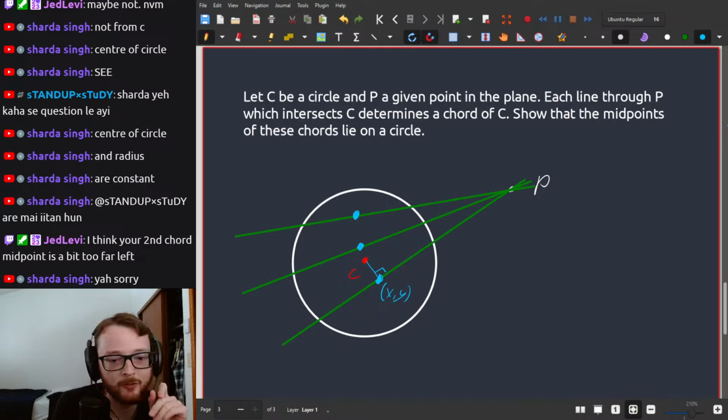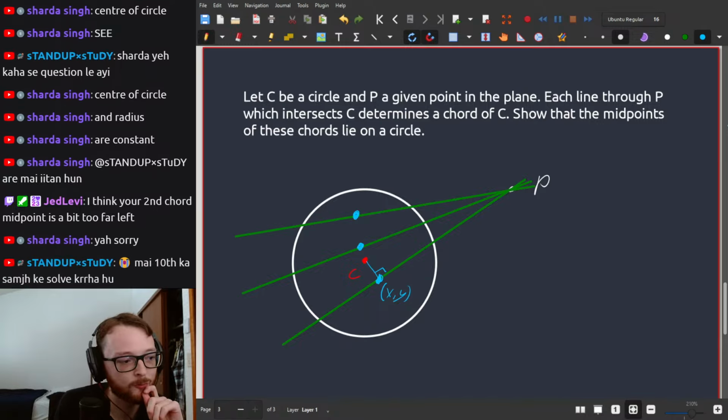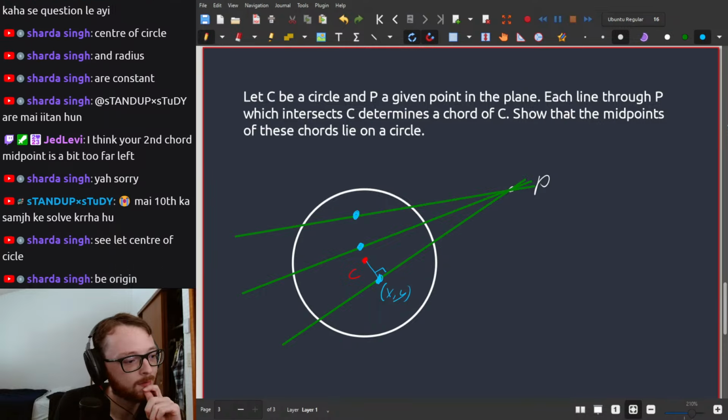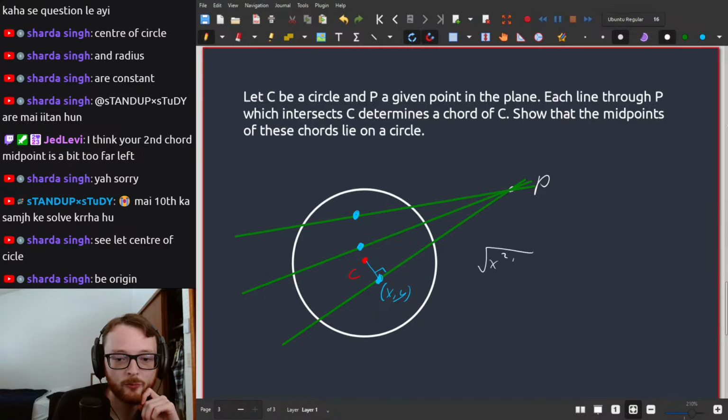The center of the circle and the radius are constant. Am I going to say that the center is the origin? That's why I'm getting tripped up with the distance formula. Okay, yeah. So then the distance is just going to be root x squared plus y squared, right?